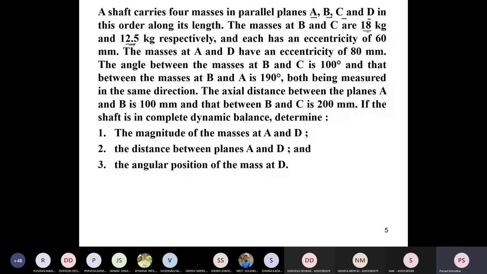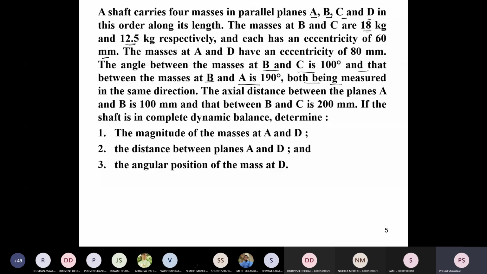Alright, so A and B and C is given. If the shaft is in complete dynamic balance, determine the magnitude of masses at A and D, the distance between planes A and D, and the angular position of mass D. So you have to find out the value of mass A and D, the distance between plane A and D, and the angular position of mass D. Alright, so this is the entire problem. So let's first summarize the data. What is the given data?